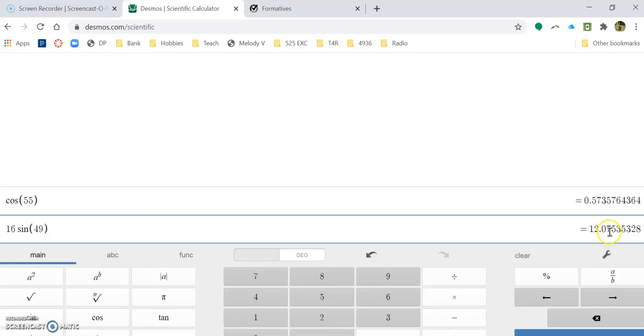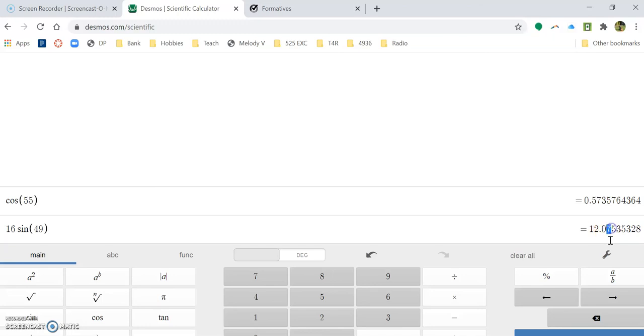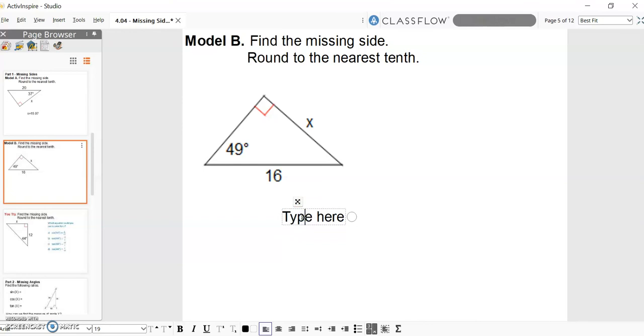12.075. The 7 is going to round our 0 up to a 1. Remember, when you round, we're going to a tenth. So this is what our answer is going to have. We look at the number behind it. If this number is 5, 6, 7, 8, or 9, we round this number up 1. If this number is 0, 1, 2, 3, or 4, we just leave it as 12.0. So this number is 5 or larger, so it's going to be 12.1. X equals 12.1. Okay.